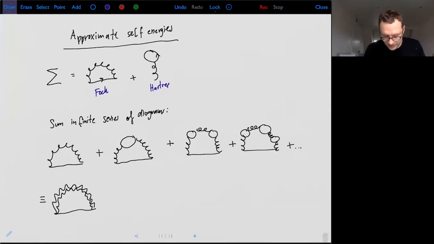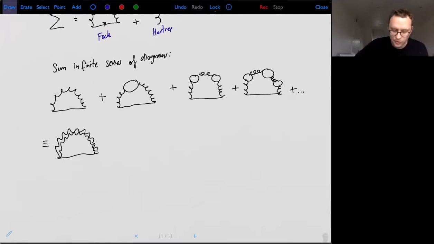So we'll define that this infinite series of diagrams is equal to this new effective diagram. And this new effective diagram, of course, looks exactly like the Fock diagram, where I replace the bare interaction by a screened interaction, where this double wiggly line is of course the screened interaction. So this is just a definition that we have made. Now let's see what this definition actually implies.